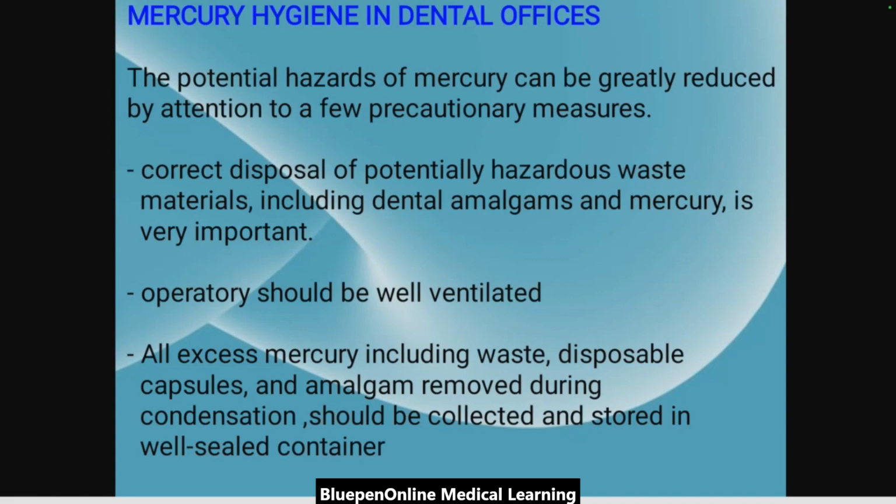Then the operatory should be well ventilated so that if amalgam vapors are formed, they can be ventilated properly without affecting the clinician. All excess mercury, including the waste, disposable capsules, and amalgam removed during condensation, should be collected and stored in a well-sealed container and then disposed of properly. It should not be placed into the disposal bag loose. It should be kept in an airtight, well-sealed container.